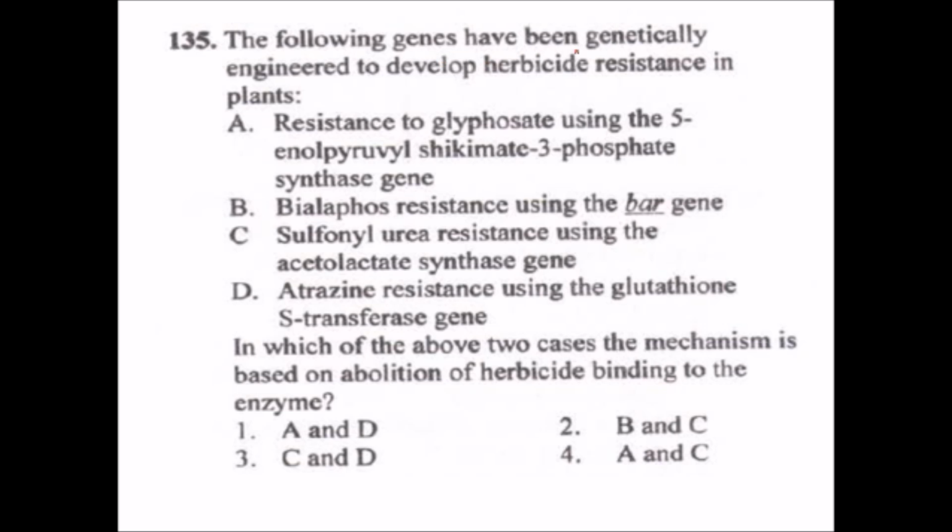Next question is, the following genes have been genetically engineered to develop herbicide resistance in plants. We know that EPSP synthase genes are involved in herbicide resistance. So the answer A is right. Another is Basta or bialaphos resistance using the bar gene. There is no use of the bar gene. Sulfonylurea resistance using acetolactate synthase. Yes, we will use the sulfonylurea because it is a herbicide resistance. Okay, so the answer will be A and C, so it will be number 4.